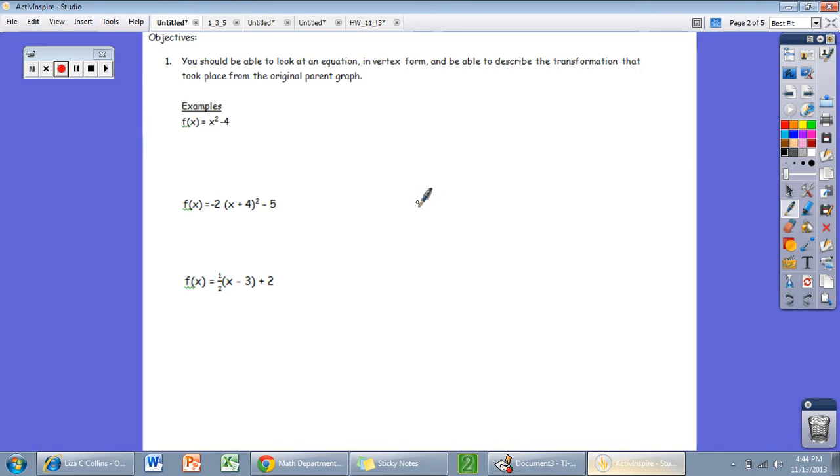So I've given you here some really straightforward objectives, some things that I want you to keep in mind, what I need you to be able to do. So if I give you this graph, you need to be able to look at it in vertex form and describe for me in words what's happening here. So x squared minus 4. Okay, the minus 4 is not inside the parentheses, it's outside. So if you describe for me this transformation, it's move the parent graph down 4. That's what I need you to be able to tell me.